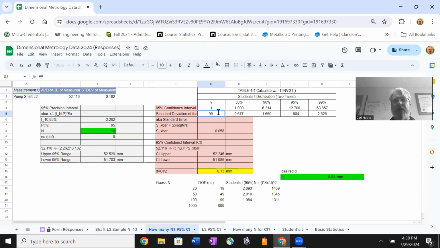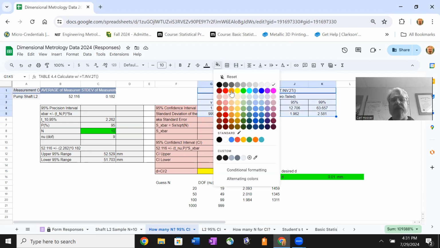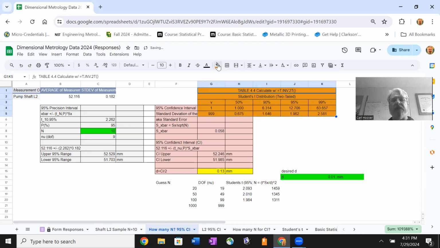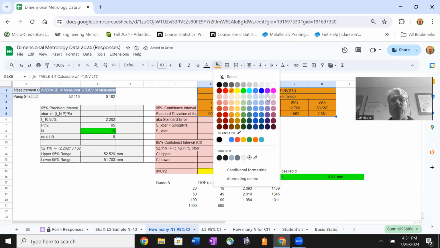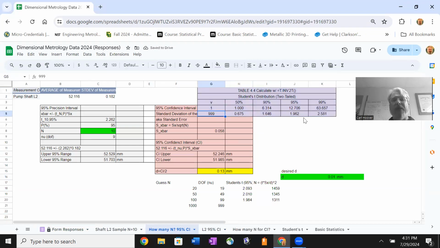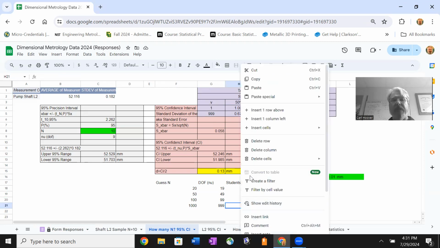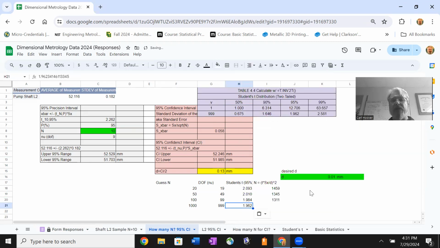And if I put in 999, we'll go ahead and just make this a little different here so we can see what the coloring is. So 999 gives us 1.962, and we can pop that in here, paste it as values, and see if our N on this side is close to N on this side. And it's closer, 1,000 to 1282.